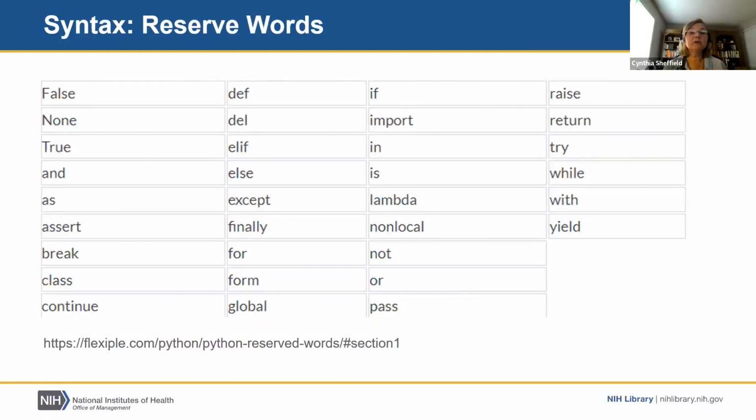So here's an example of all of the reserved words. You don't want to assign an object to any of these words. You just need to know not to use those words. These aren't really words you would use anyway, but there are 36, I think, stop words.